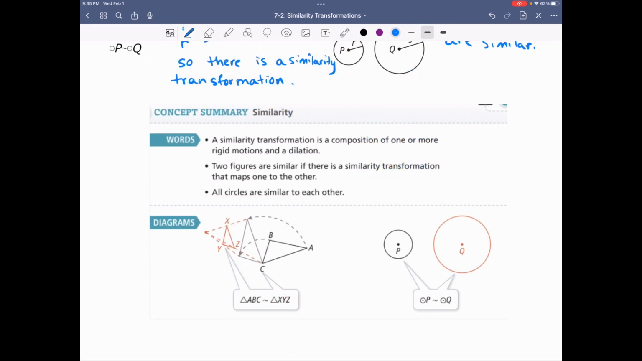And to conclude this lesson, we have our concept summary on similarity. So I'm going to have each person, or I'm going to have 3 people read the words, and then we'll talk about the diagrams as a class.